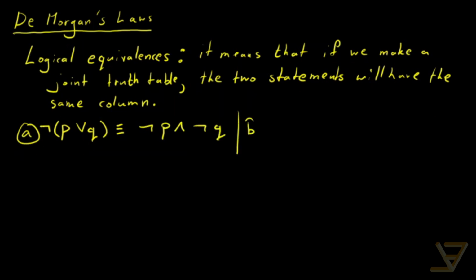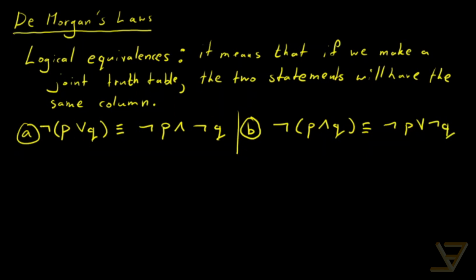And the second one, it's the corresponding one but with the conjunctions and disjunctions swapped. It's not (P and Q) is equivalent to not P or not Q.